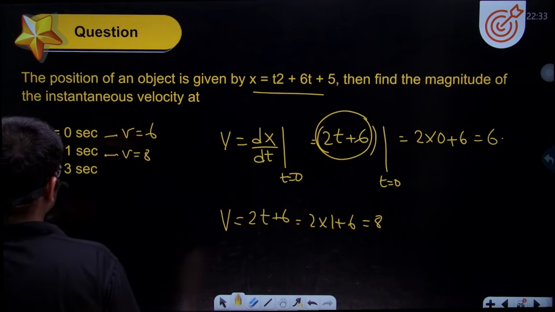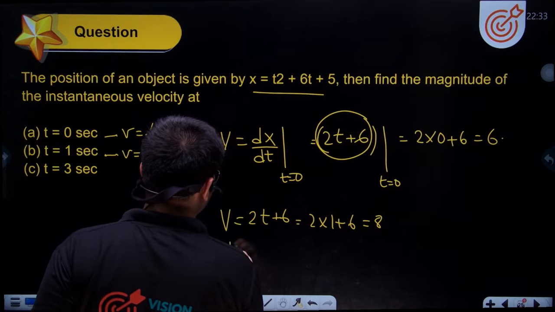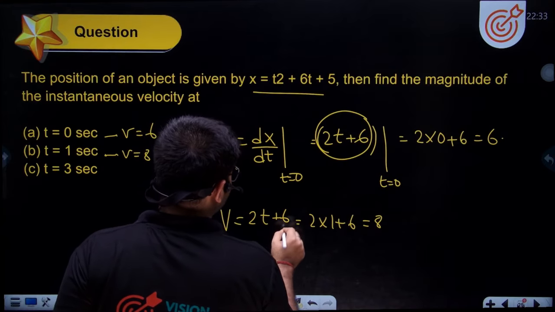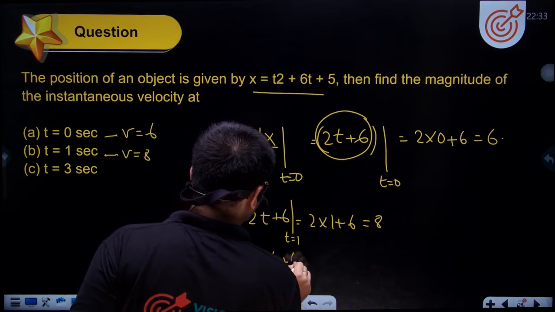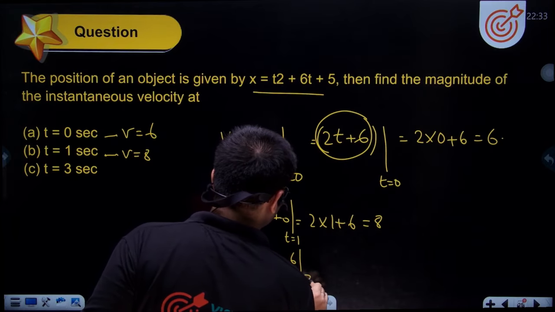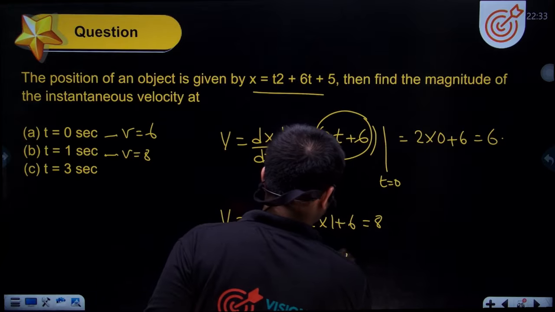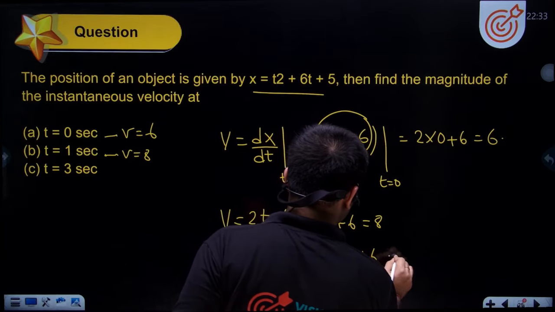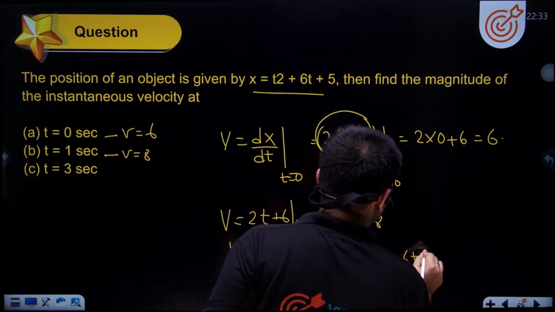And at t is equal to 3 second, you are going to get 2 into 3 plus 6. So it is 6 plus 6, 12.